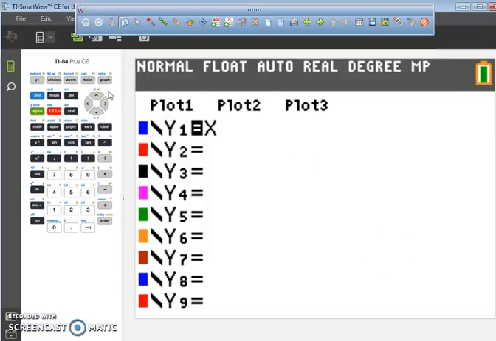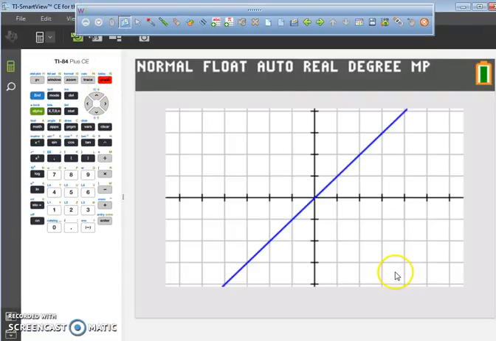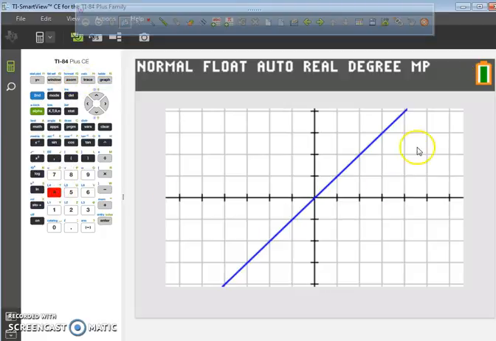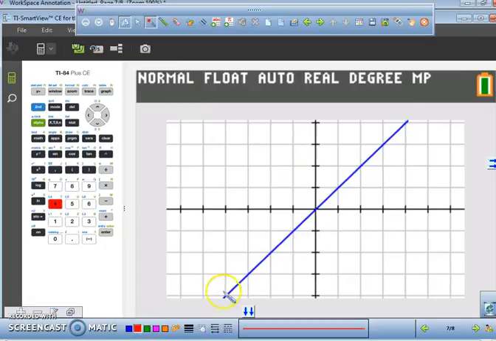Alright, now let's look at the pattern here. Hit graph and look at your function. If it doesn't look exactly like this, what you need to do is hit zoom 4, and it'll look exactly like mine. Alright, so y equals x. You'll notice, by the way, this is an odd degree function. What's happening? One arrow is going down, one arrow is going up. Okay?